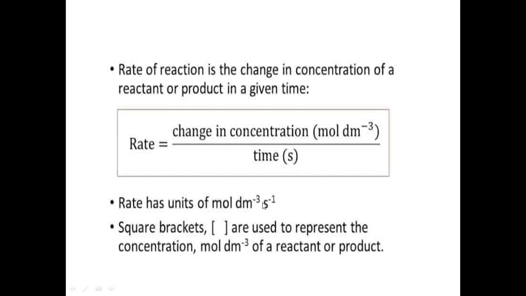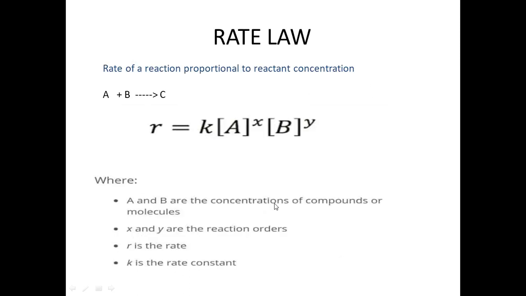Let's see how we can derive the unit of the rate of a chemical reaction. Concentration is measured in mole per dm cube, or mole per liter, or molar, whereas time is measured in seconds. So the unit of rate is going to be mol dm^-3 s^-1. So this one is the numerator, which is the concentration, then the s is the denominator, which is the time.